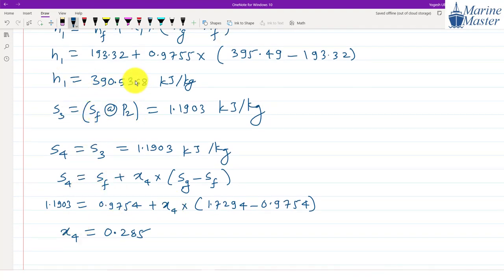So before going further, please guys, write down this discussion. We have written already up to h1 guys. After that, write down this discussion of the x4 guys.